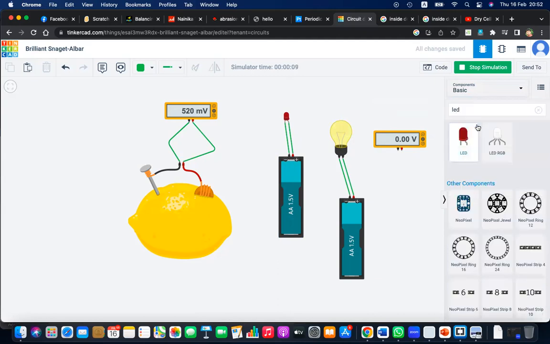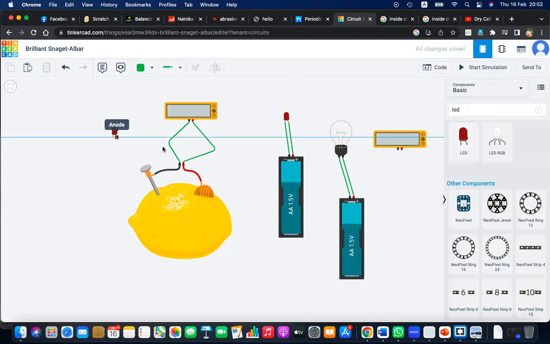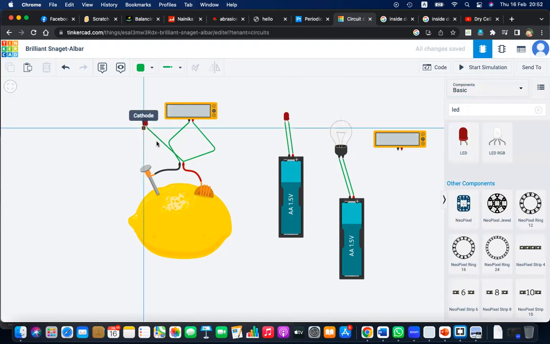If you try to light up the LED bulb, that will never happen because this is millivolts.